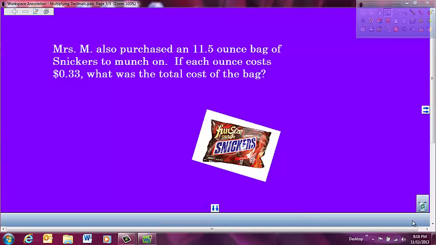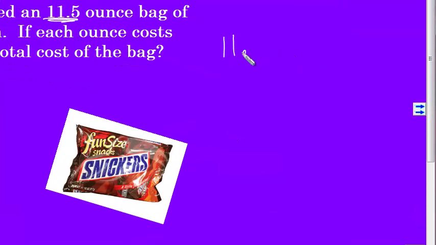Last example we'll do together. Of course, I also have to purchase some Snicker bars while I'm shopping, so gotta have something to munch on. The bag of Snicker bars was 11.5 ounces, and each ounce cost 33 cents. What was the total cost of the bag? So if I know I have 11.5 ounces and I paid 33 cents for each ounce, I need to multiply 11.5 times 33 cents. So I'm going to put the 11.5 on the top, and I'm going to put the 33 cents on the bottom.